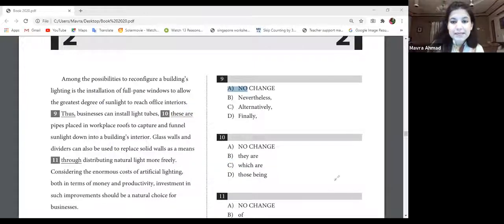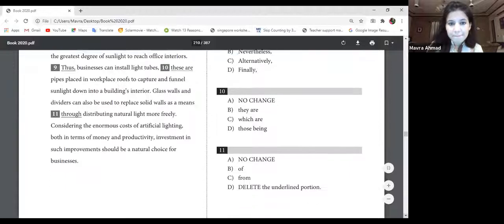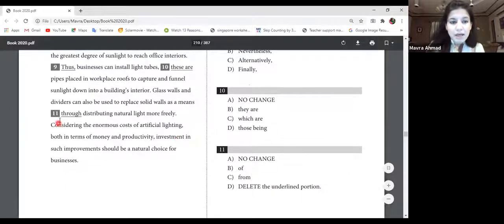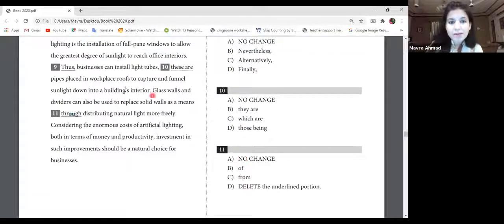Okay, let's move on to the last question, and after that we wrap up the session and we will be done with the practice of the writing section. Question number 11. So here we are going to change the word "through." We are either going to change it or we are going to keep it the same depending on its usage.